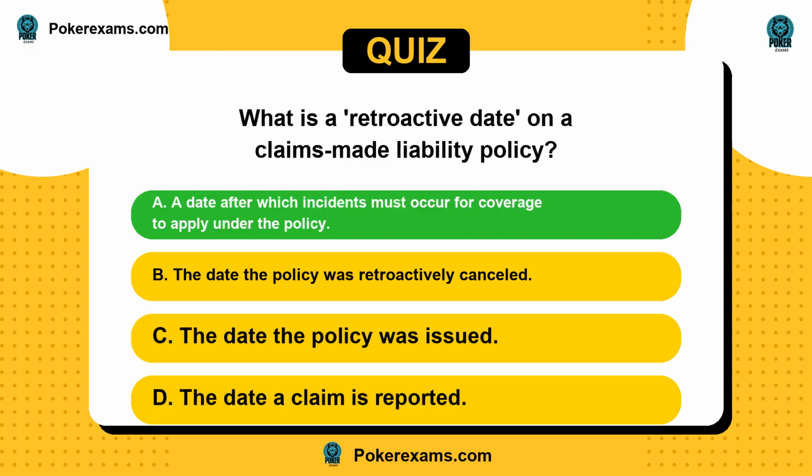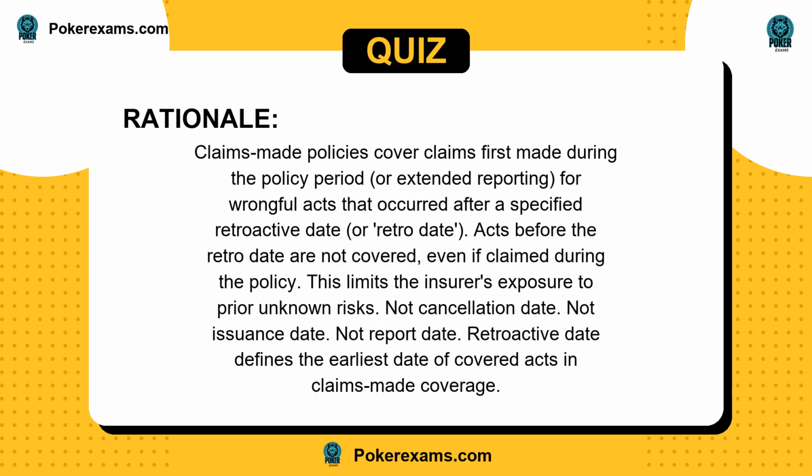The answer is A. Claims-made policies cover claims first made during the policy period or extended reporting for wrongful acts that occurred after a specified retroactive date, or retro date. Acts before the retro date are not covered, even if claimed during the policy. This limits the insurer's exposure to prior unknown risks. Not cancellation date, not issuance date, not report date. Retroactive date defines the earliest date of covered acts in claims-made coverage.